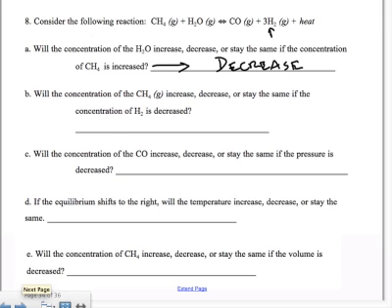All right, we're decreasing the amount of H2 in this second part. Decreasing the amount of H2, which is on the right, is going to pull equilibrium to the right. And since CH4, methane, is on the left and we're going to the right, it is also going to decrease. So decrease for the first 2 answers.